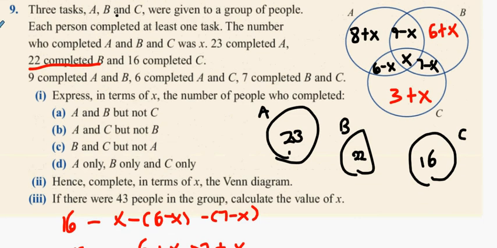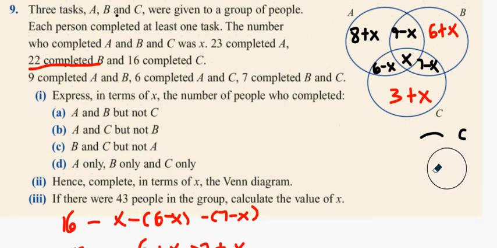Alright, let's see if we can answer these questions now. We want A and B but not C. Where's A and B but not C? Everything in A and B, but you're not allowed B and C. And B. A and B. Has to be both.